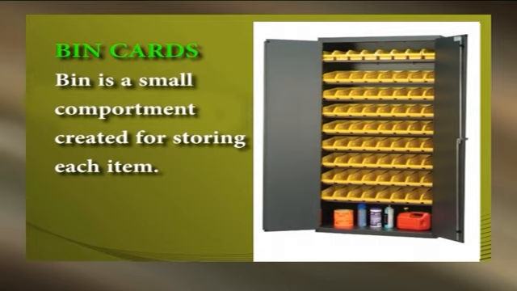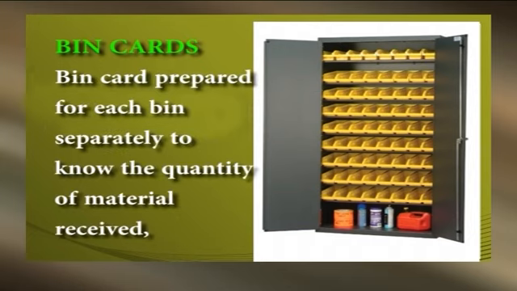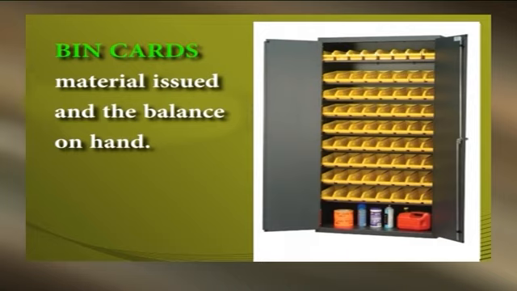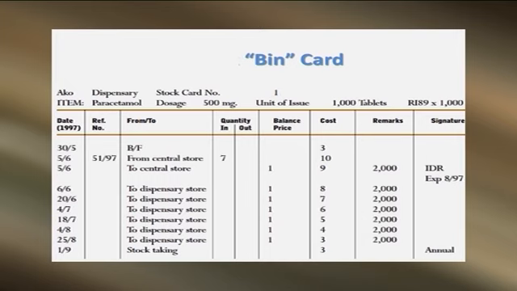Bin cards. Bin is a small compartment created for storing each item. A bin card is prepared for each bin separately to know the quantity of material received, material issued, and the balance on hand. Usually, it also gives information about the various stock levels so that the person in charge of the store gets information as to when the material has to be ordered. This card is prepared for each item separately and in each bin. The table shown here depicts the typical bin card format.